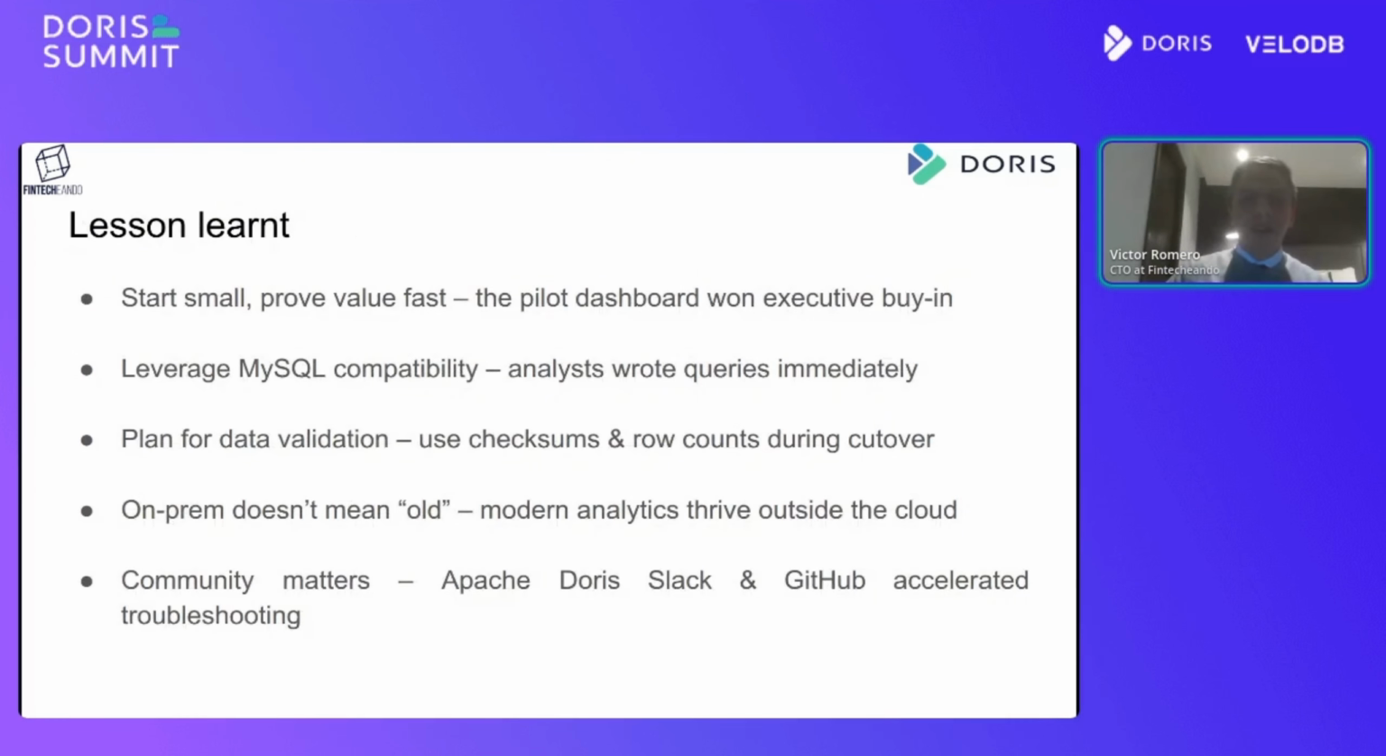We have some lessons learned. One is start small, prove value fast, because with the pilot dashboard, the executives bought in and gave approval to continue, the go-ahead for the project. We also leveraged MySQL compatibility because the analysts wrote queries immediately. MySQL is a common skill in all the Mexican universities or technology universities, so we have more resources available who are used to this tool.